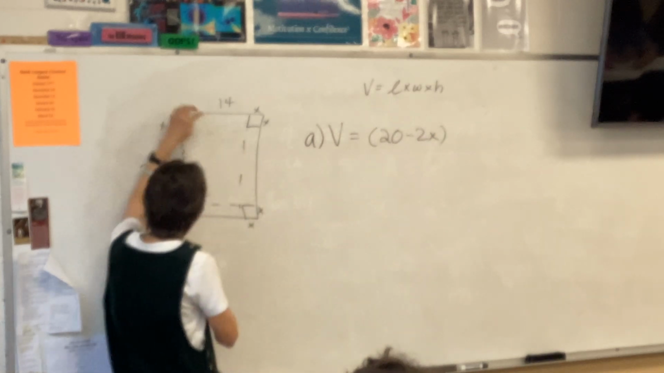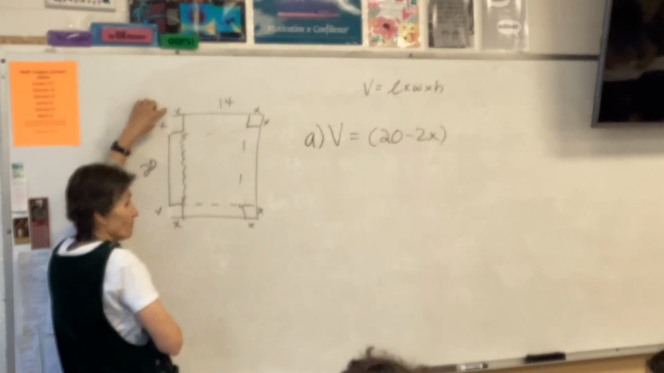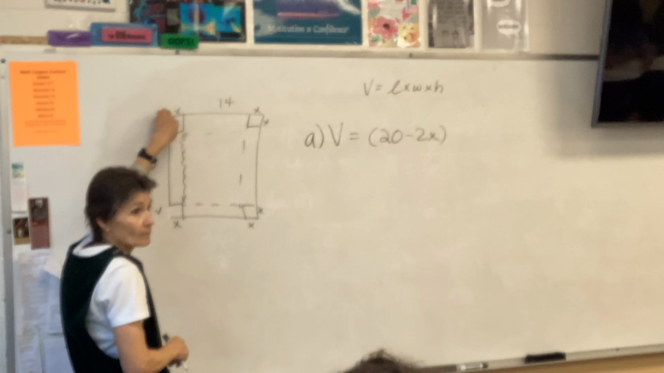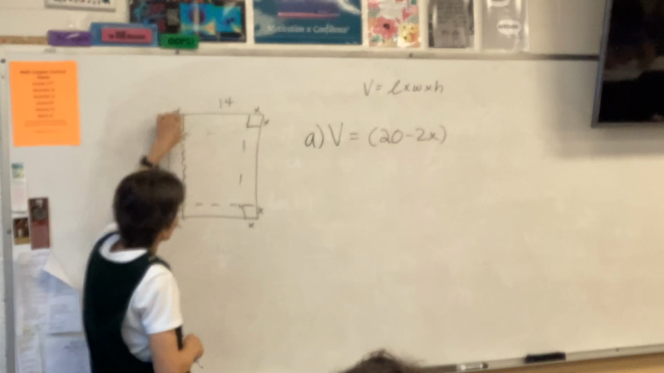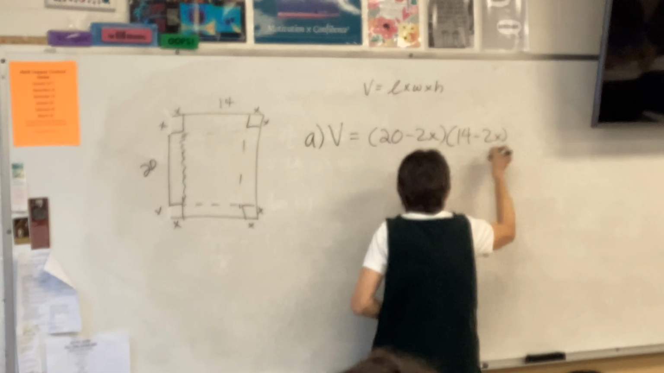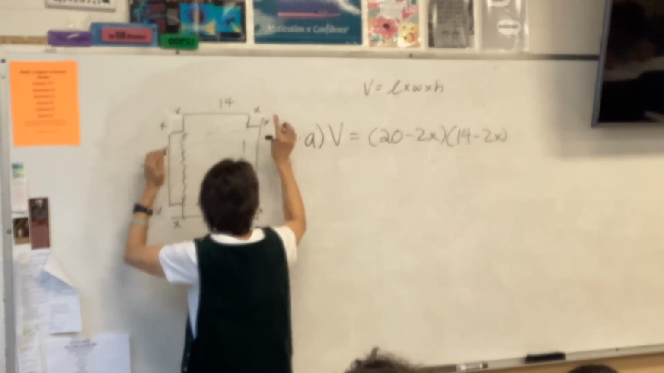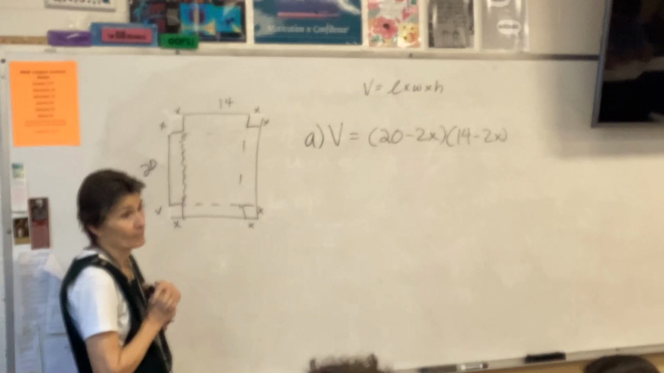Because you took this piece of paper and you cut an X off here and an X off here so that you could fold that flap up. All right, what's the width of this box? 14 minus 2x. Because you did the same thing with the 14. You took off an X here and an X here so that you could fold up that flap.